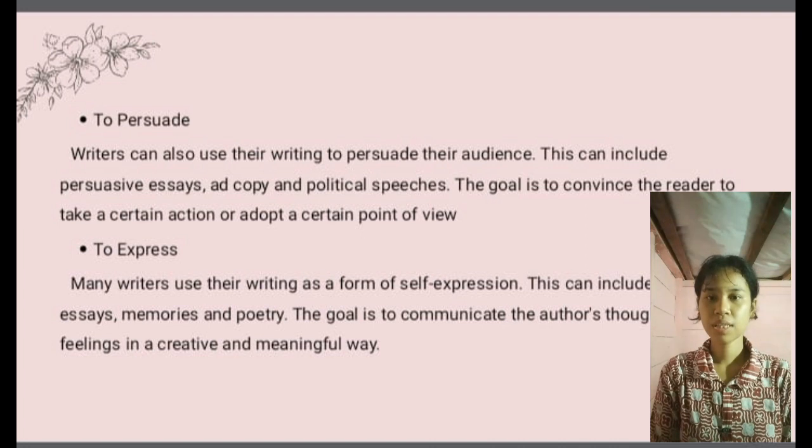And the last point is to express. Many writers use their writing as a form of self-expression. This can include personal essays, memoirs, and poetry. The goal is to communicate the author's thoughts and feelings in a creative and meaningful way.